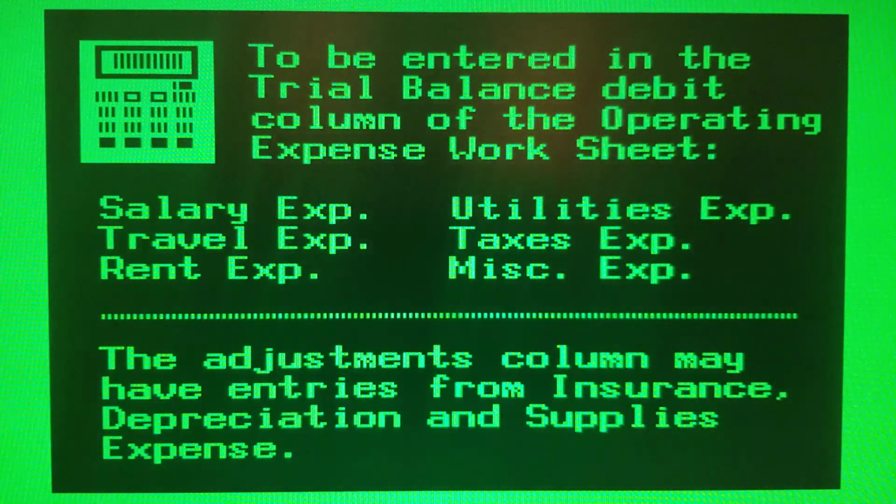And of course, telephone and other utilities, taxes, and miscellaneous expenses. The foregoing would be entered in the trial balance debit column of this subsidiary operating expense worksheet, while the adjustments column may have entries from insurance, depreciation, and supplies expenses, which require period-ending calculations.